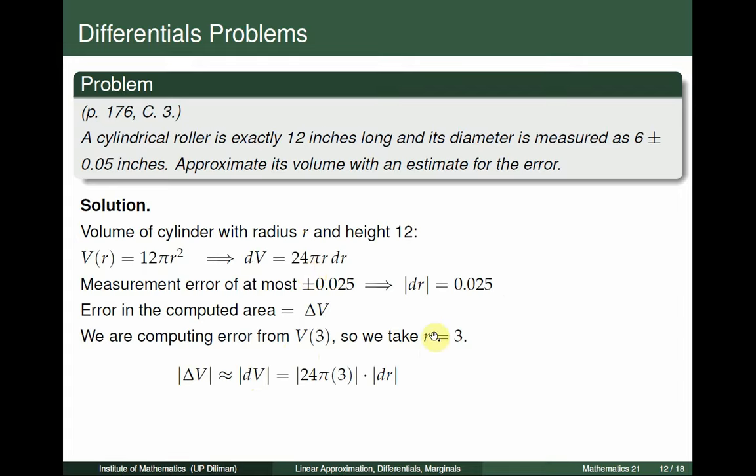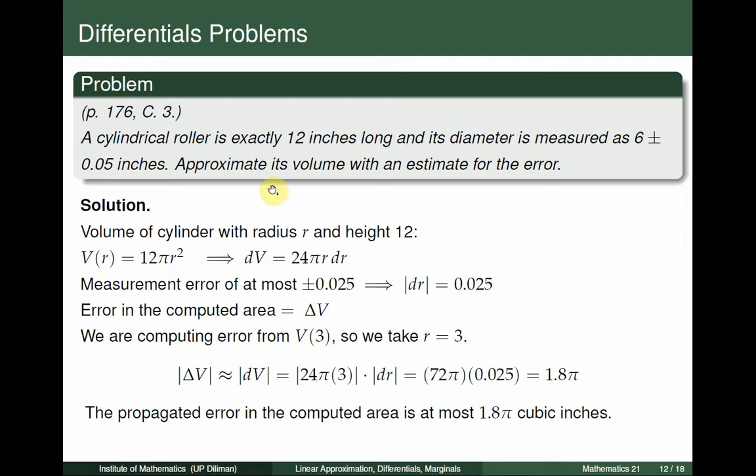So r is 3 and then dr is 0.025. So we have 72 pi times 0.025, and that's 1.8 pi. So the absolute value of dV is 1.8 pi. Now what is the approximate volume? The propagated error will be at most 1.8 pi. So we will just get V of 3 plus minus 1.8 pi. That will be our approximate volume.